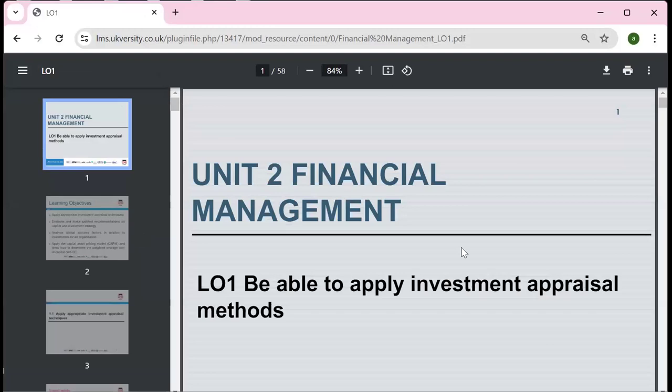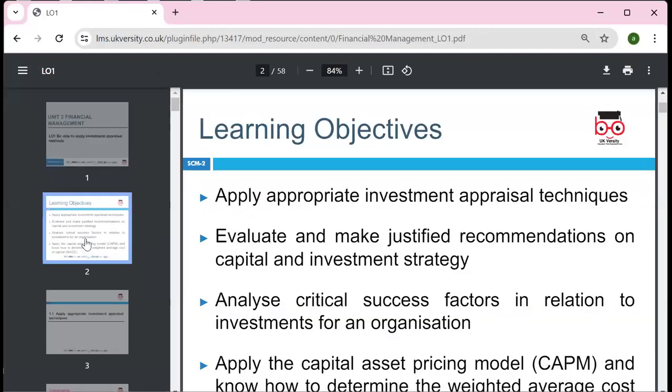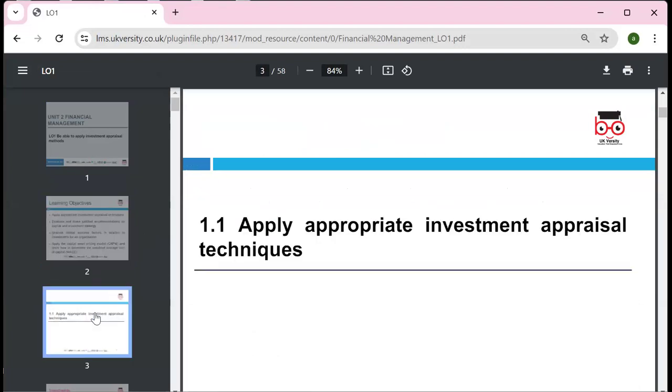Let's be able to apply the investment appraisal methods: apply the appropriate investment appraisal technique, evaluate and make justification, recommendation, and critical success factors. Then we'll discuss the capital asset pricing model. That will be the key.